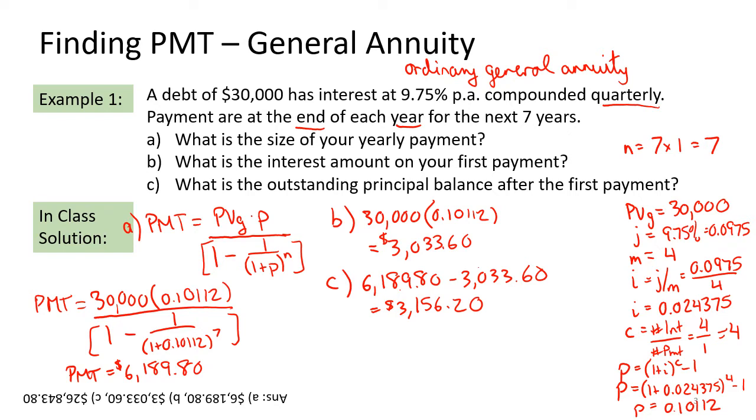Okay? So that means that your new outstanding principal balance is equal to your debt, which is in this case $30,000 because you haven't paid any yet, minus the amount of principal you're paying off on this payment. Okay, so it's 30,000 minus $3,156.20. That gives you $26,843.80.